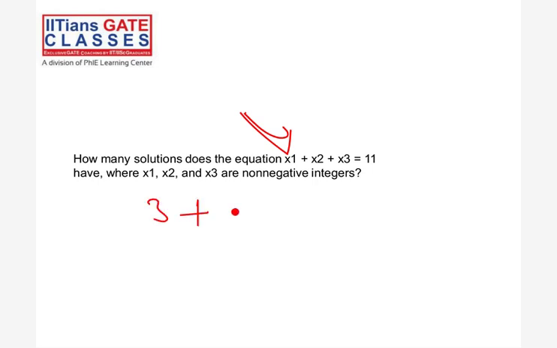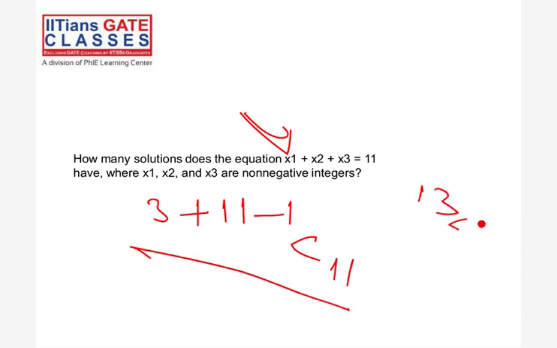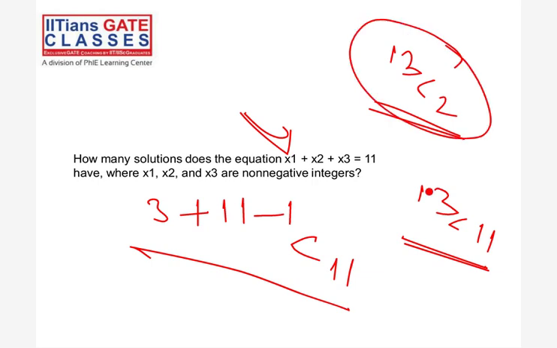n is 3 here, r is 11 here, so n plus r minus 1 choose r, with r equal to 11. So this is our answer. This will be 13C11. Or you can also write it as 13C2. This is also correct. Why? Because nCr is equal to nC(n minus r).